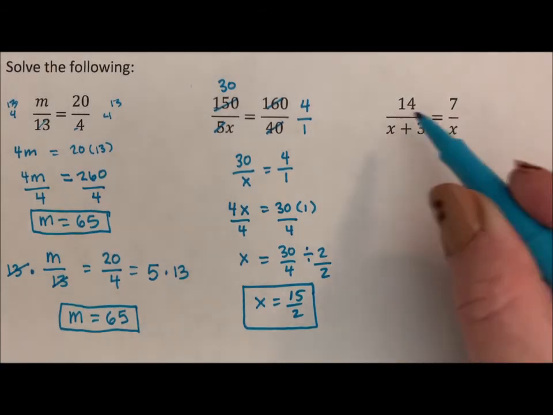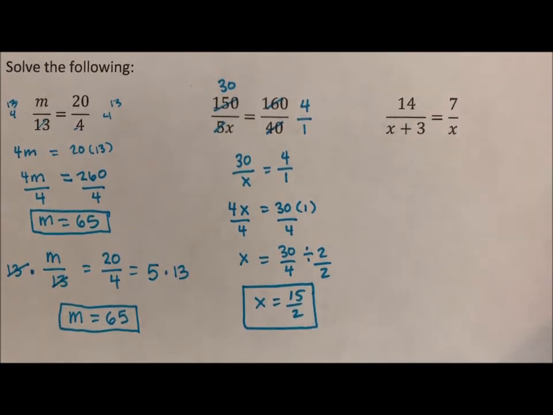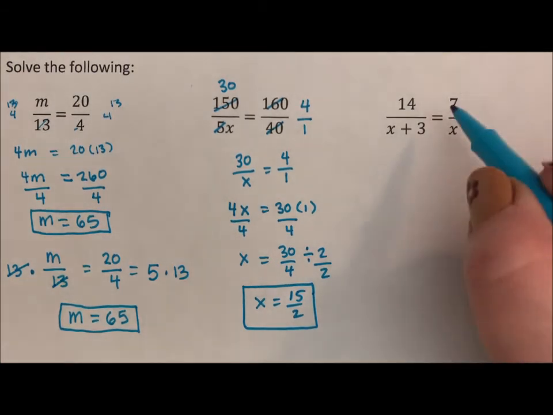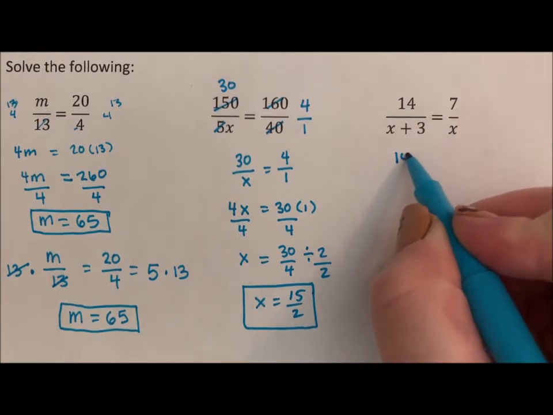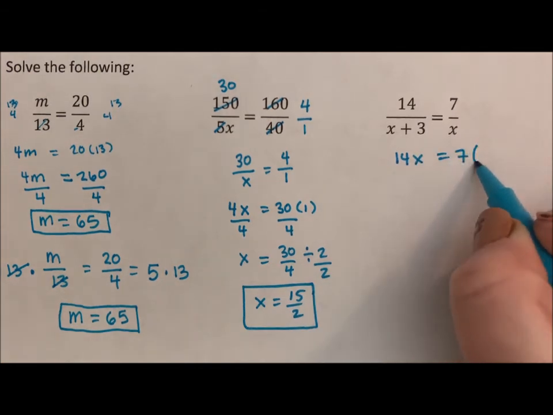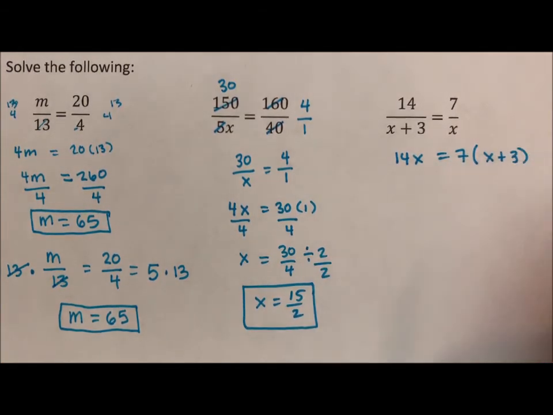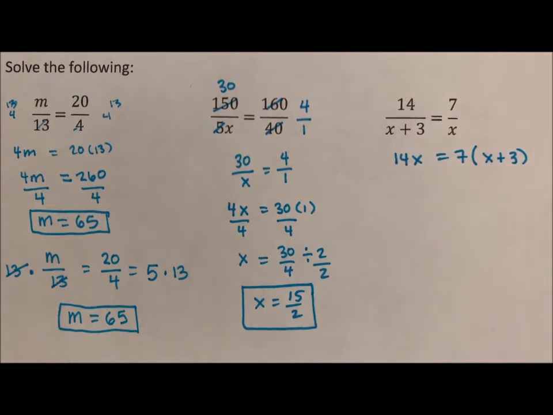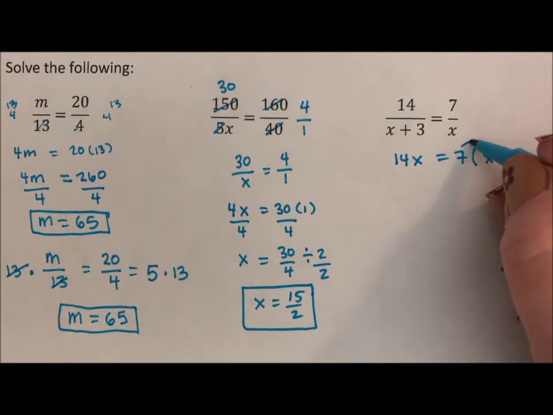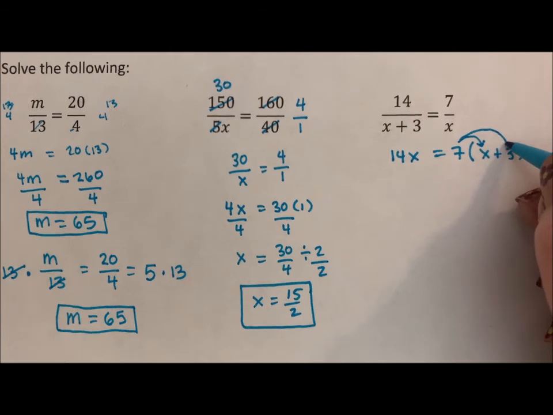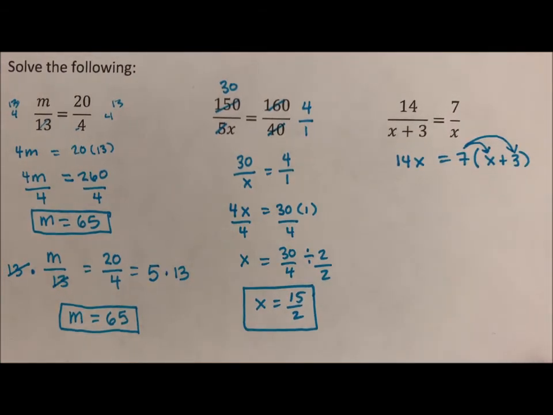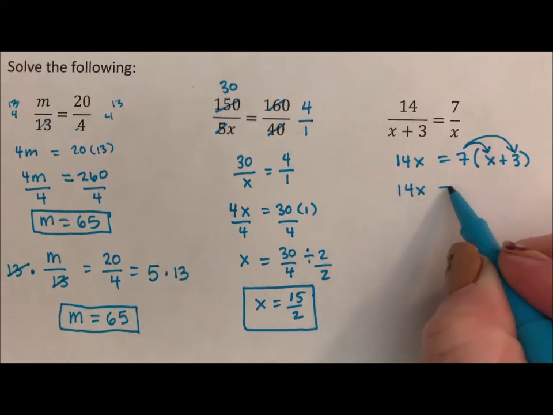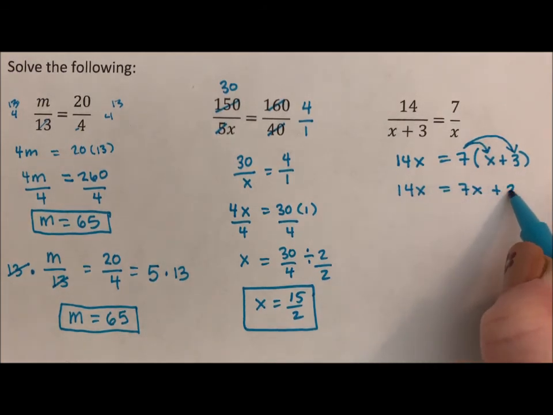Okay, for this one, cross multiplication is really the only way to do it, or multiplying by the denominator. I'm going to get 14 times x equals 7 times, make sure you use parentheses, x plus 3. If you don't use parentheses, you're only multiplying that 7 to the x, not to the x and the 3. This 7 needs to multiply to the x, and this 7 needs to multiply to the 3. We need to make sure we are distributing that 7 to both parts of the parentheses. Okay, so 14x is equal to 7x plus 21.